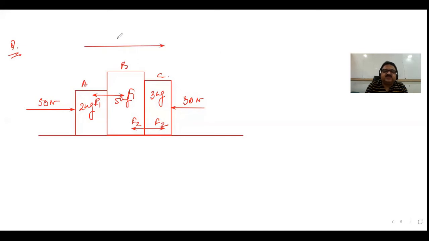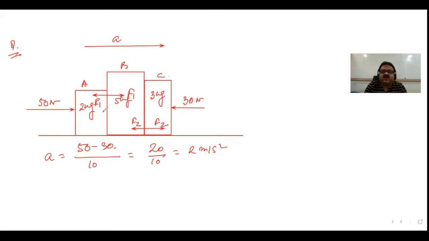Now you can find the acceleration by using the easy method. Take this as a system. What is the force acting on it? 50 Newton from left towards right, 30 Newton from right towards left. So net force is acting towards right, which means acceleration would be in the right direction. And what is the formula for acceleration? Net force, that is 50 minus 30, divided by total mass of the system, that is 3 plus 2, 5, 5 plus 5, 10. 50 minus 30 is 20, 20 by 10 is 2 meter per second square. This is done.